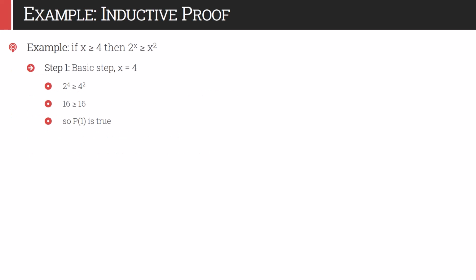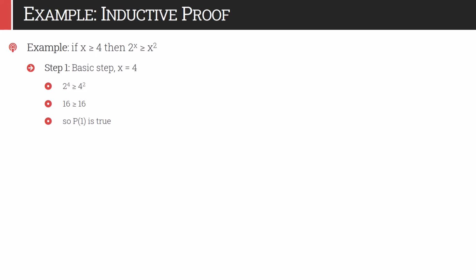Consider the example. If x is greater than or equal to 4, then 2 power x is greater than or equal to x square. This example we have already solved in the previous video, but here we will try to solve it using the mathematical induction principle. Here, the base condition is already given that the conclusion is true for values of x greater than or equal to 4. So 4 is the starting point. That is the initial value.